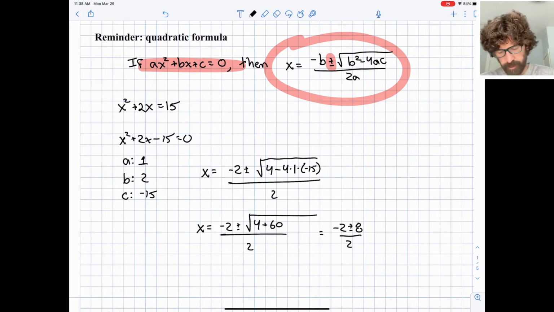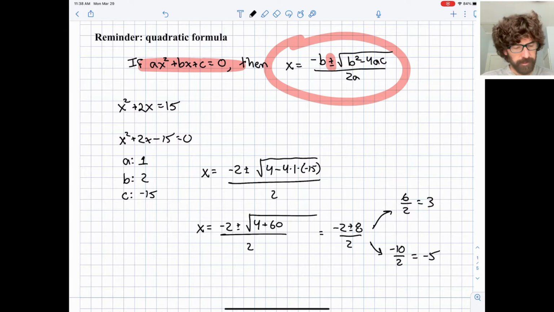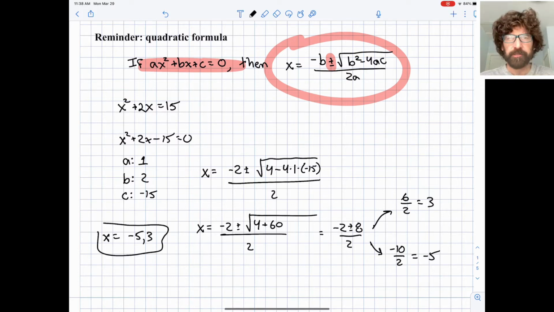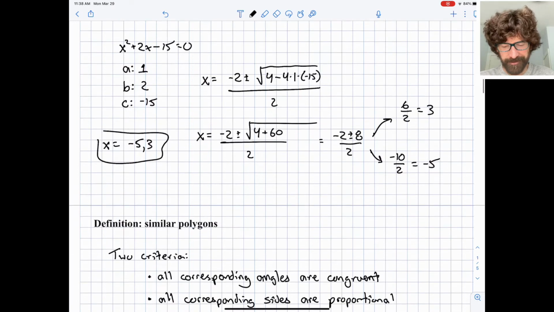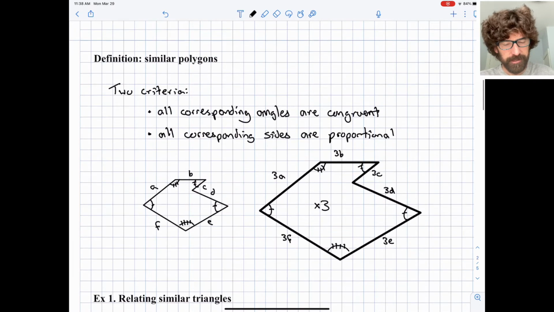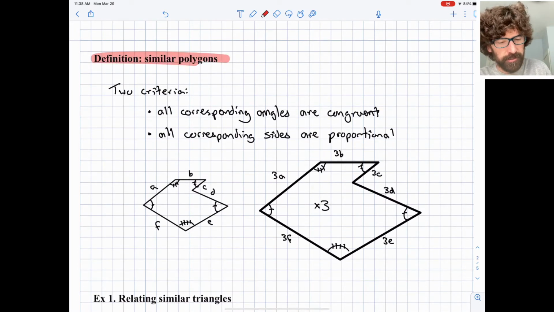When I get down to this point, I draw two pathways, and I do negative 2 plus 8, which is 6 over 2. And negative 2 minus 8, which is negative 10 over 2. And then simplify those to get a 3 and a negative 5. So that's our solution set. X is equal to a negative 5 or a 3. Okay, so quick reminder of the quadratic formula. But let's get back into what the main goal of this video is, working with similar polygons.